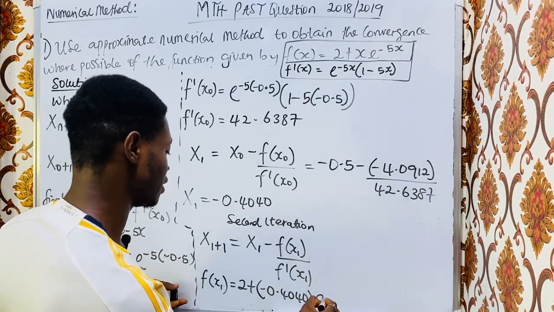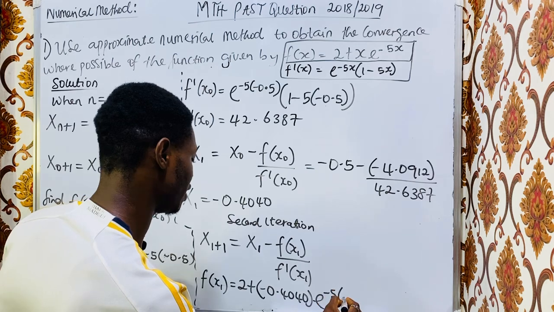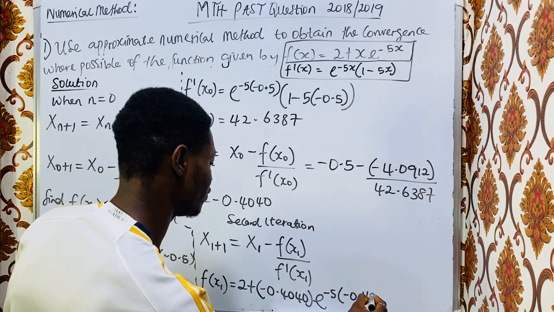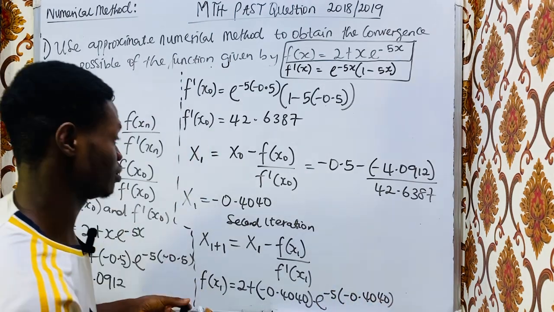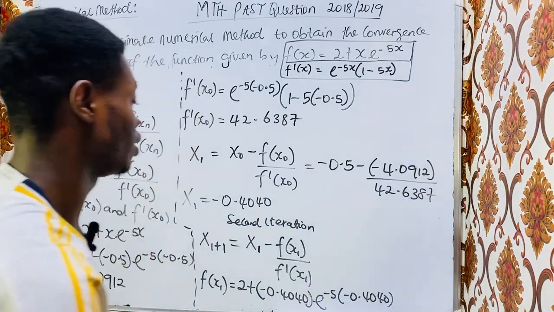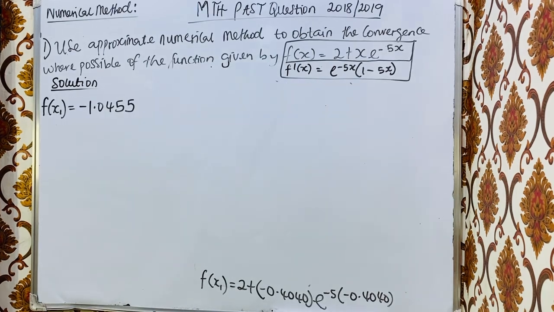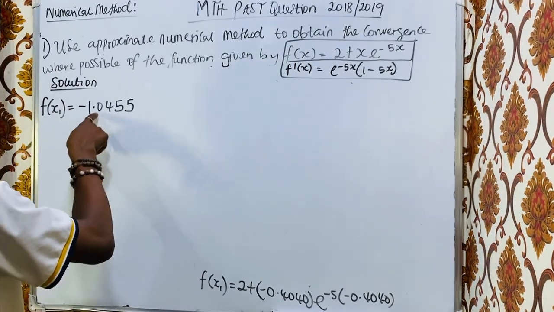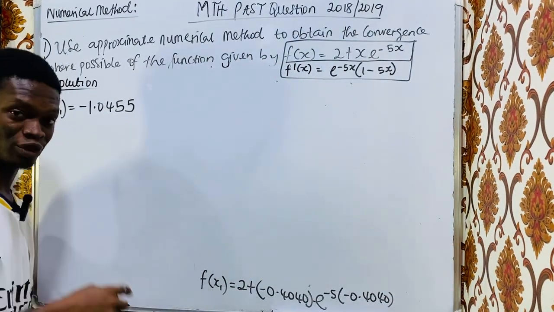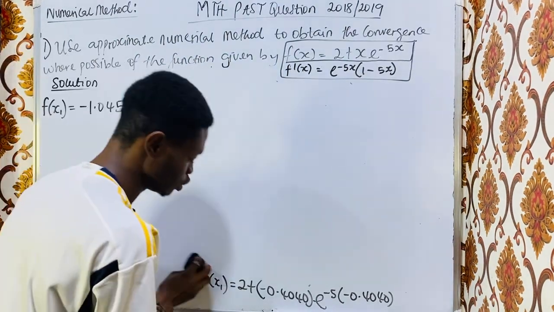Then exponential negative 5 times negative 0.4040. Let's do it well with our calculator. So we have gotten our f of x1 to be minus 1.0455, approximately to 4 decimal places.